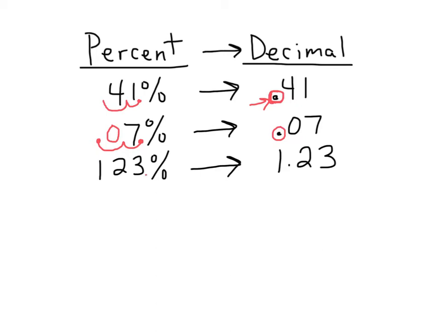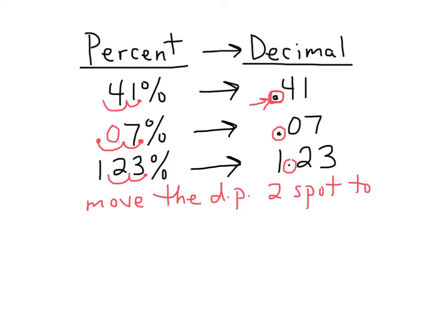There's an understood decimal point in the number 123 after the 3. Once again, I moved that decimal point 2 spots to the left, and you can see that it ends up at 1.23. So the rule is, to change from a percent to a decimal, you just move the decimal point 2 spots to the left. Now the reason you do that is because percent means how many out of 100 or hundredths, and hundredths is 2 spots over from the decimal point.